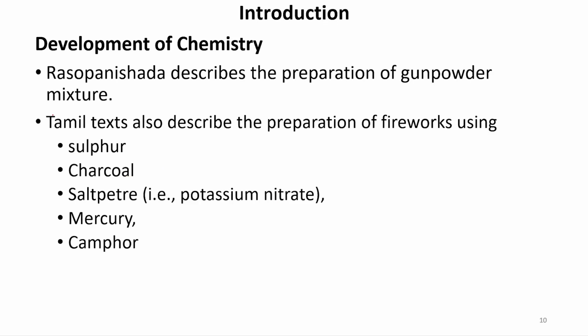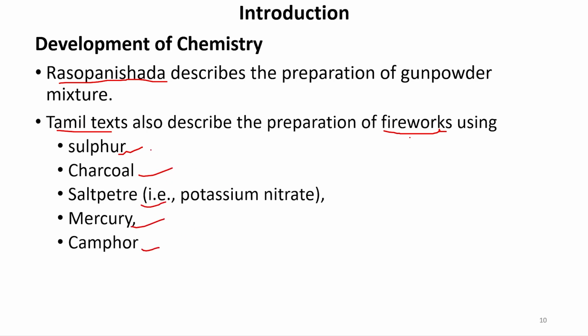Now, let us move to the preparation of gunpowder. Rasa Upanishad discusses the preparation of gunpowder, which was used in artillery. Not only that, the preparation of the fireworks which we see on Diwali is also mentioned in a Tamil text. This firework was mainly prepared using sulfur, charcoal, saltpeter, mercury, and camphor.